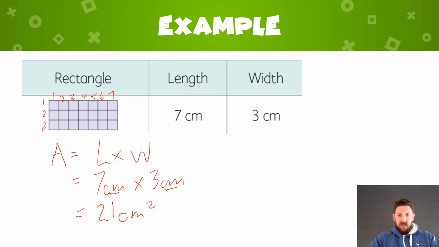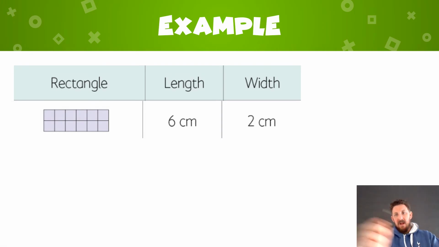If I count up all my squares here, you will see that 1, 2, 3, 4, 5, 6, 7, 8, 9, 10, 11, 12, 13, 14, 15, 16, 17, 18, 19, 20, 21. So if we double check our answer, it is exactly the same as the answer that we worked out using our formula.